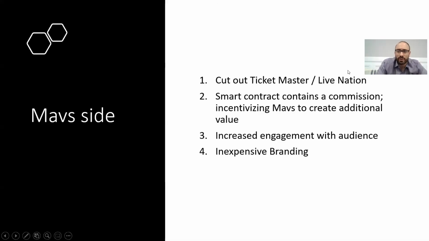First, let's look from the Maverick side. What is the incentive for Mark Cuban and the Mavericks to put out NFTs? Well, number one, it cuts out the middleman. Right now, they have to use some ticket processing organization because the ability to process transactions is a whole other business, and it's not something that they're interested in doing.